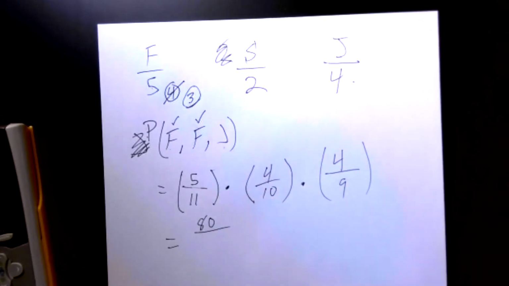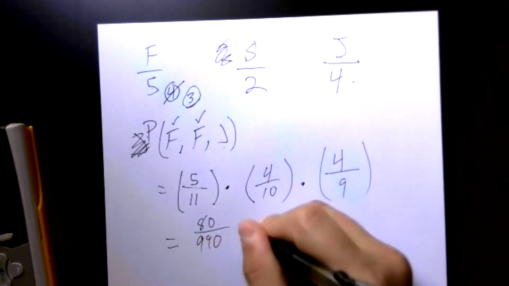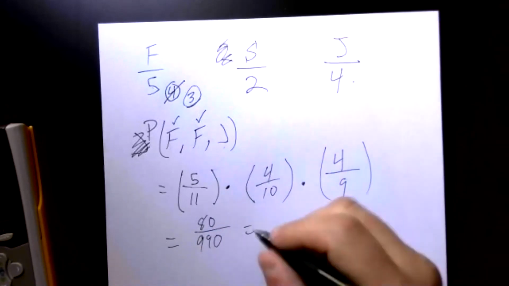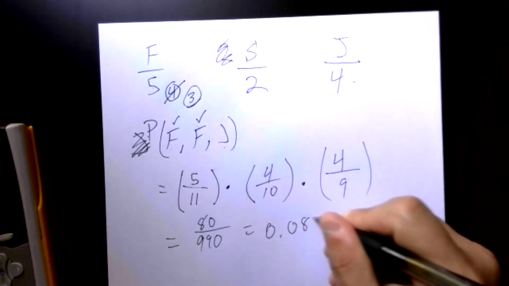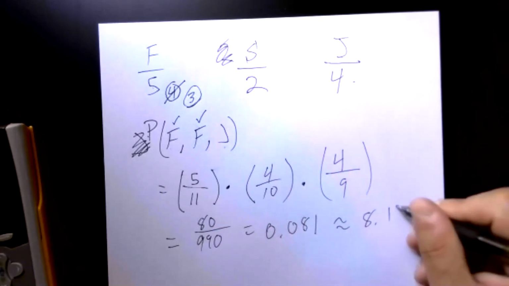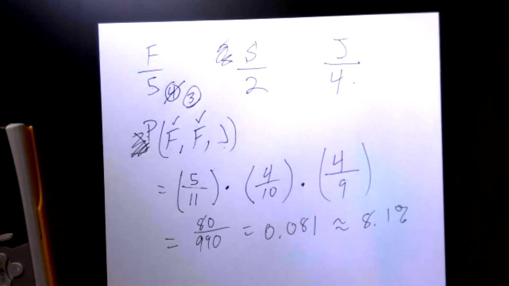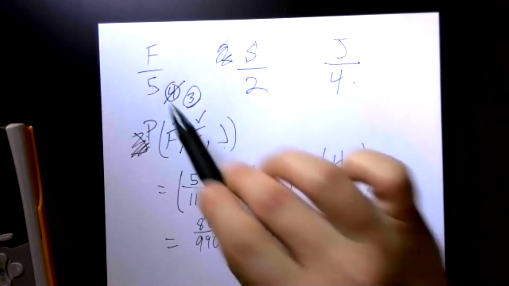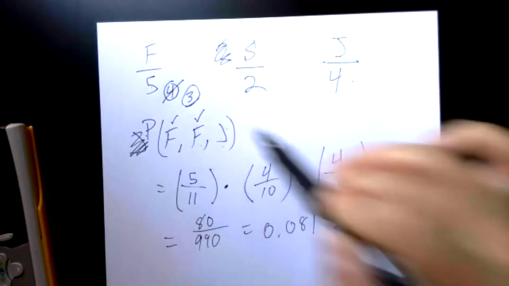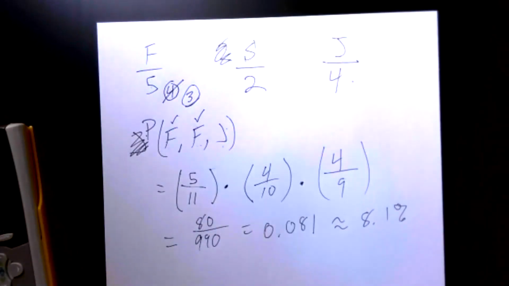80 out of 990, which is 0.081, which is roughly 8.1%. So while the numbers are relatively low here, the odds of getting this precise order of freshman, freshman, junior are about 8%.